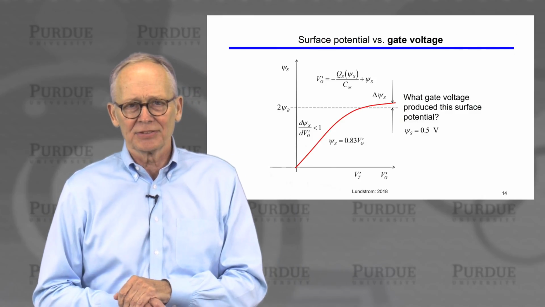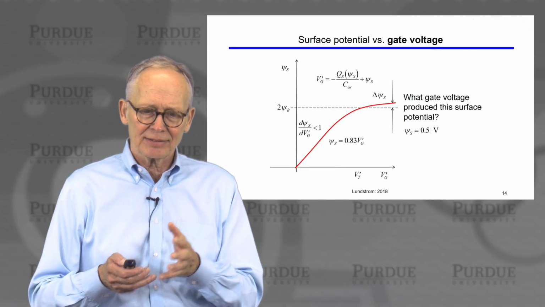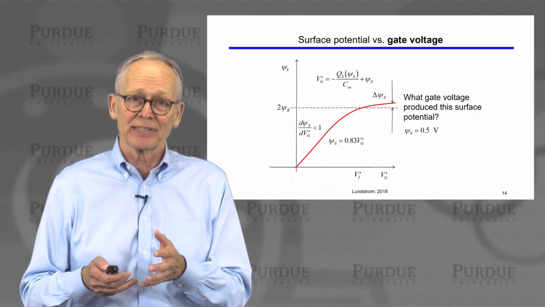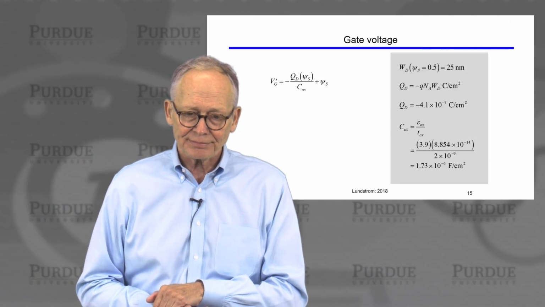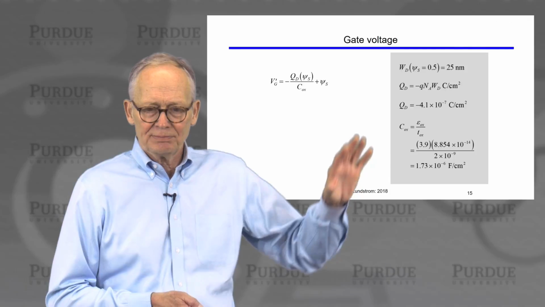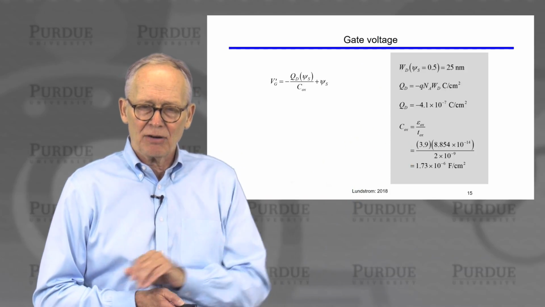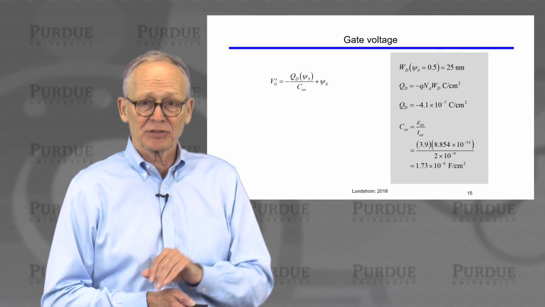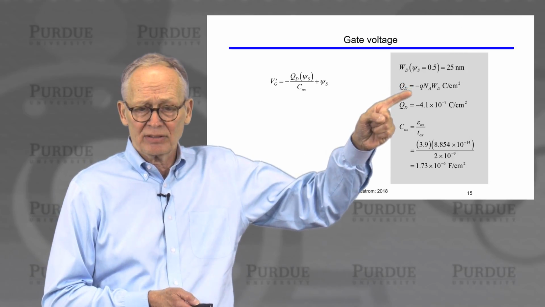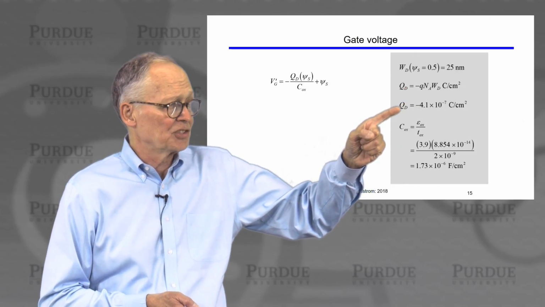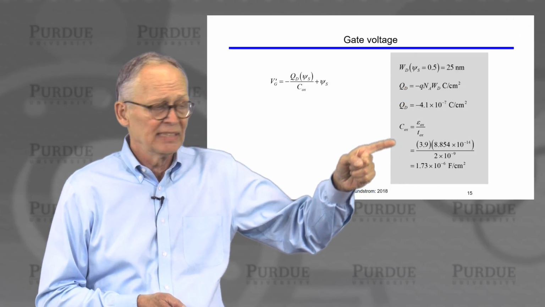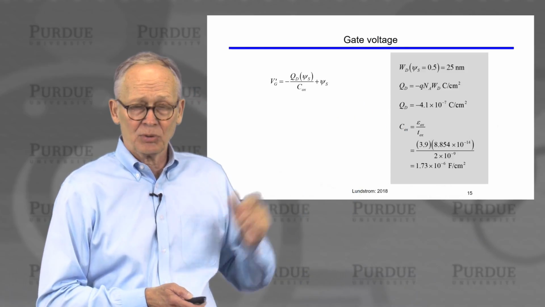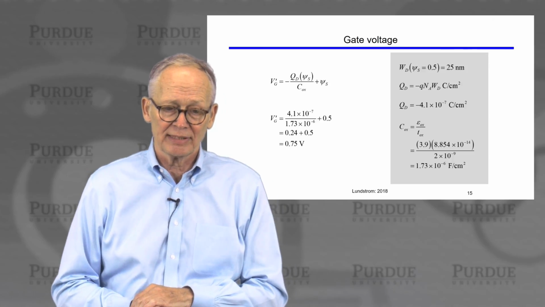Now we can also ask ourselves, what's going on in the semiconductor under these conditions, and what gate voltage produced this assumed surface potential of 0.5 volt? Well, if we're trying to calculate our gate voltage, we can calculate a number of quantities first. We know the surface potential was 0.5 volt. We can calculate things like the depletion layer depth, the charge in the depletion layer itself, the oxide capacitance, and these will all help us relate the gate voltage to the surface potential that we've assumed in these calculations.